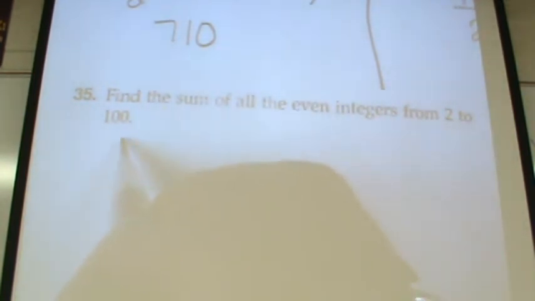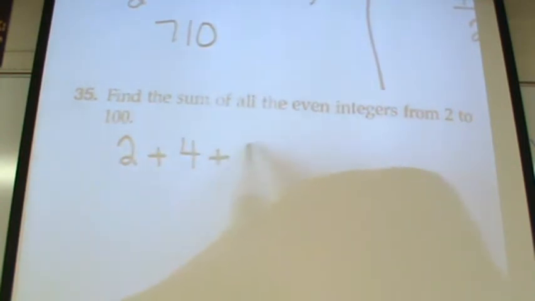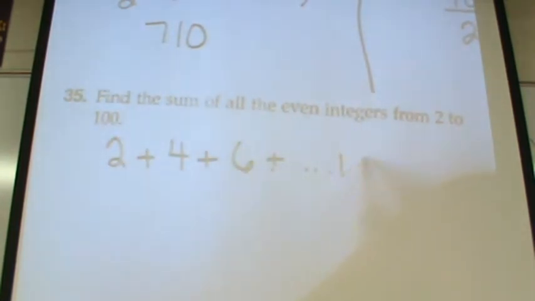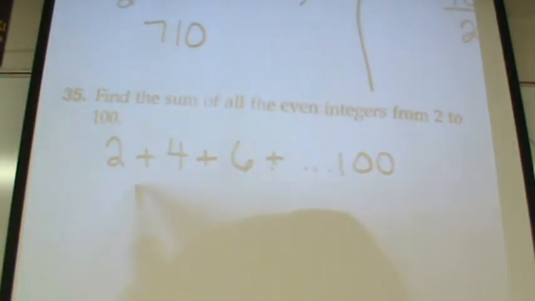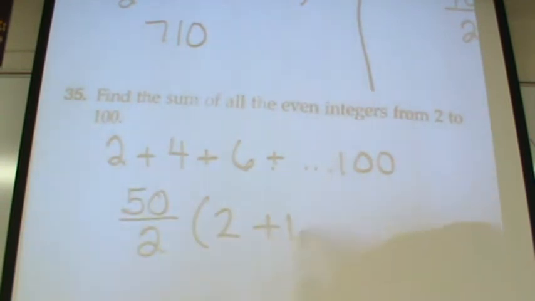Next one. Find the sum of all the even integers from 2 to 100. Let's generate some numbers here. If the first number is 2, the next number is 4, and then 6, and you keep going, the last number is 100. So if these are all even integers, how many even integers are you adding together? 50. So this is your k value, k over 2. The first term you're adding is 2, and the last is 100.